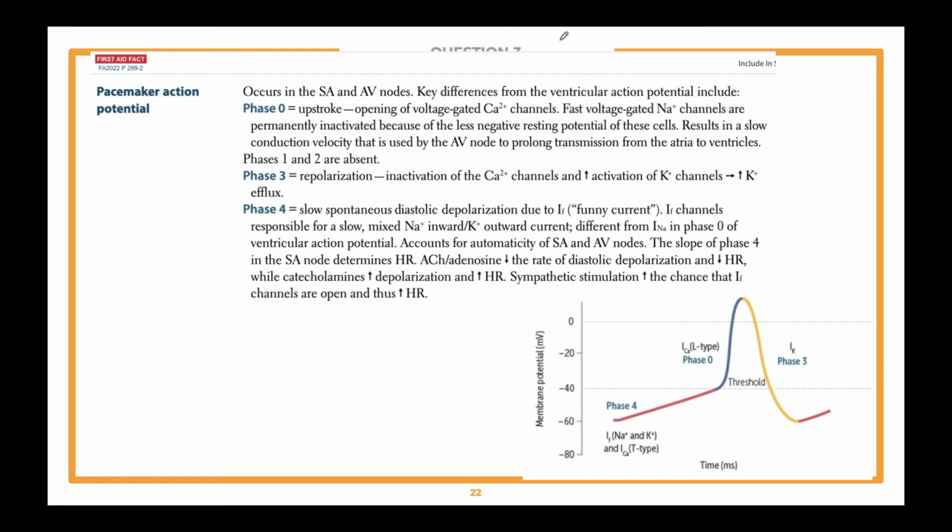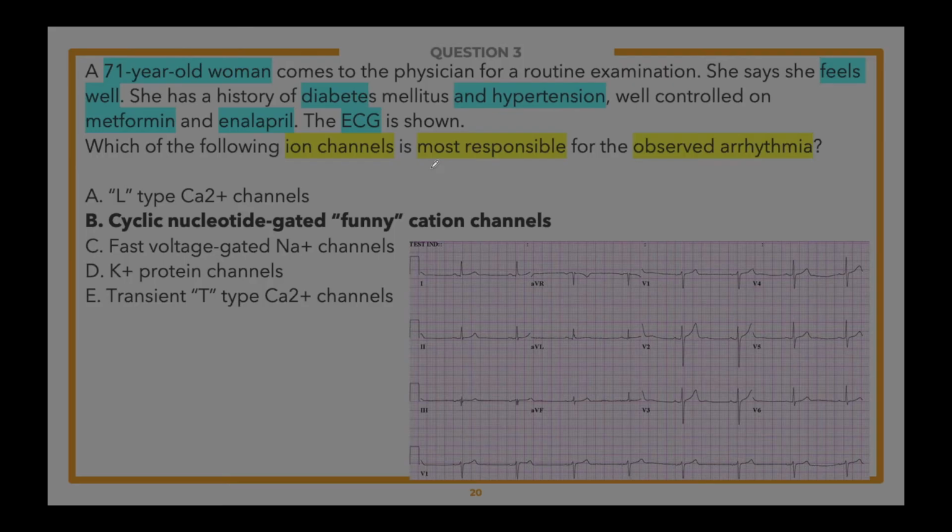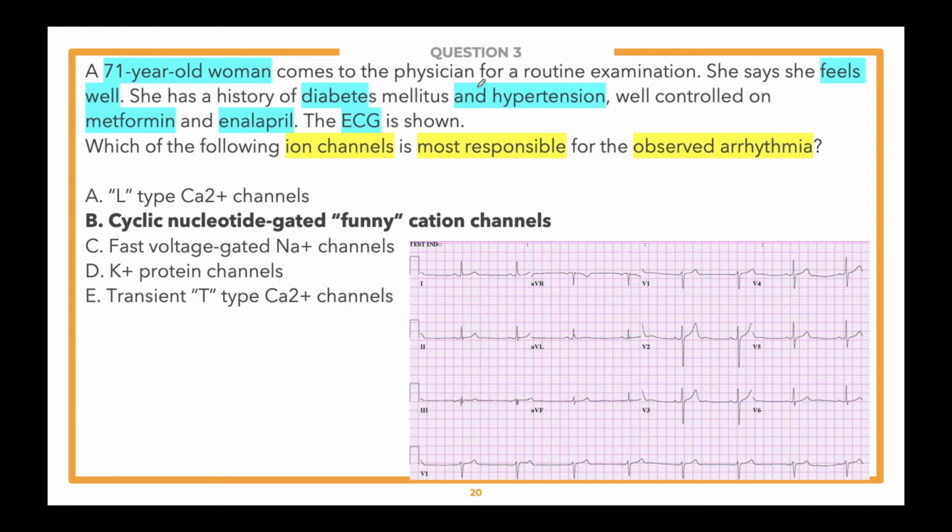Answer choice D was talking about potassium proteins and the efflux of potassium. That's important for membrane repolarization, so phase 3, okay? Answer choice C was talking about fast voltage-gated sodium channels. This is more important in myocyte cells, not action potential or pacemaker cells, okay? So answer choice C is actually not even relevant in this question.